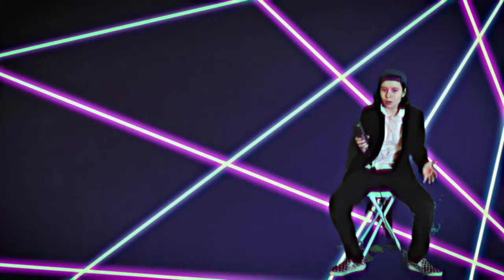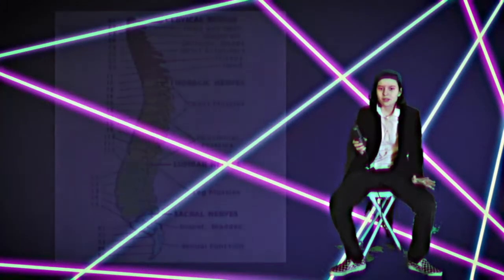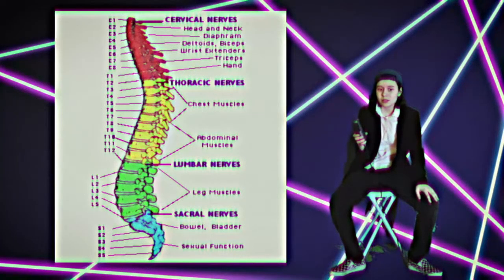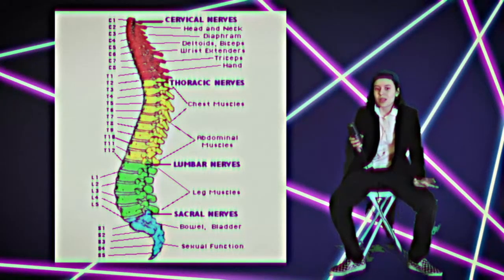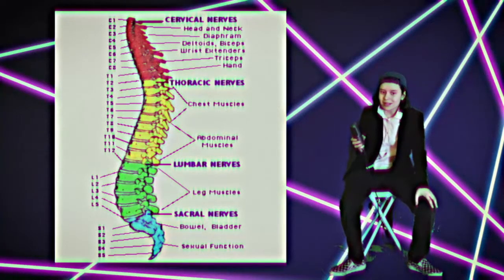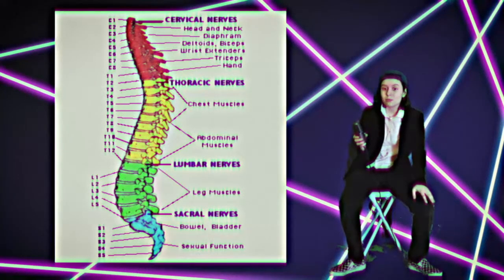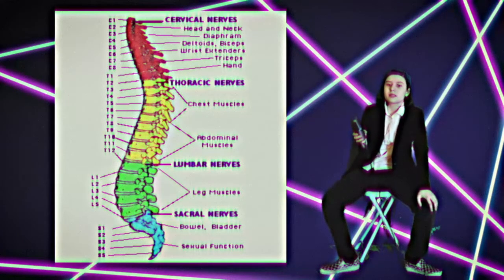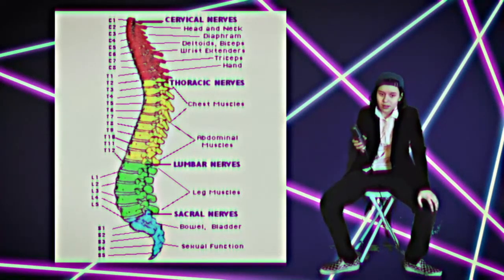What does each part control? Well, I'll tell you. The cervical controls the neck muscles, diaphragm, deltoid, wrist, triceps, and fingers. The lumbar controls hips, quadriceps, hamstrings, and feet. And the sacral controls penile erection, bowel, and bladder. And the thoracic controls the hands, intercostals, abdominals, and ejaculation.